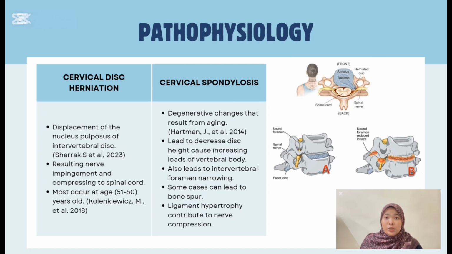Some cases can lead to the bone spur. Why did the bone spur happen? Because of any inflammation in our body. Next is ligament hypertrophy, which contributes to nerve compression. When our intervertebral disc receives more load, our ligament becomes enlarged. Because of the hypertrophy itself, it will compress our spinal nerve.